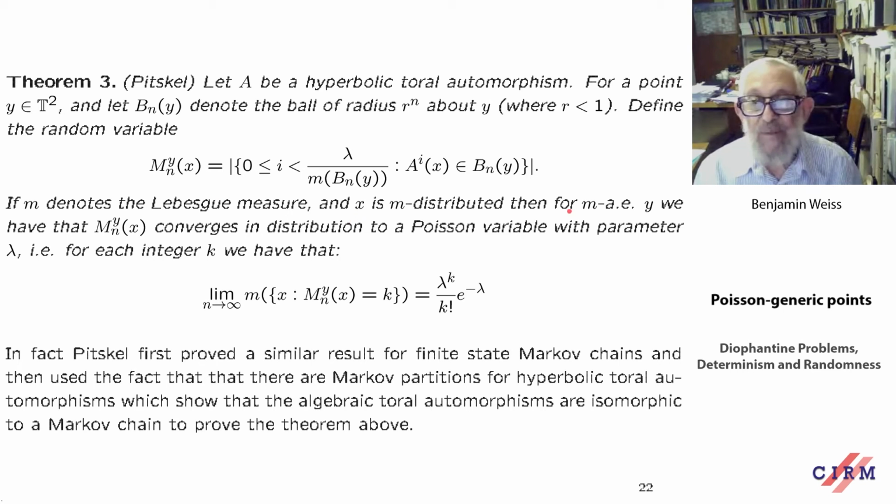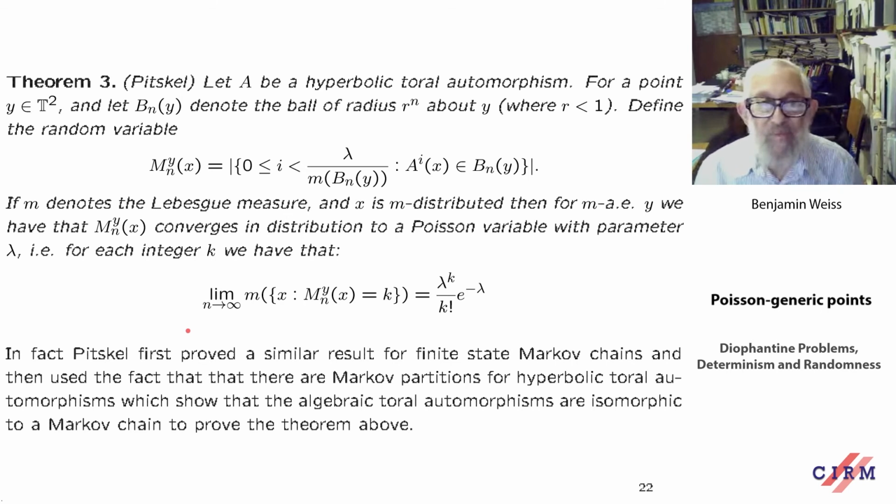If x is M distributed, for M almost every y, and M almost every x, I should have said that as well. I'm sorry, x is M distributed. For M almost every y fixed, and x is the random point, the count converges in distribution to a Poisson variable with parameter lambda. So the y is fixed and the sample space is the whole torus. So this is a kind of annealed version.